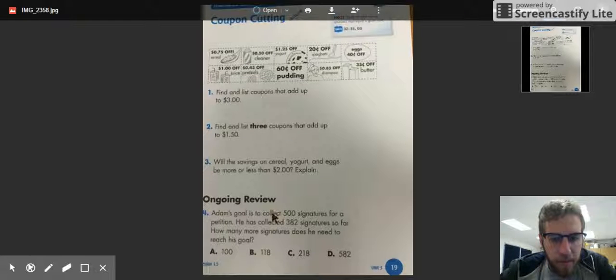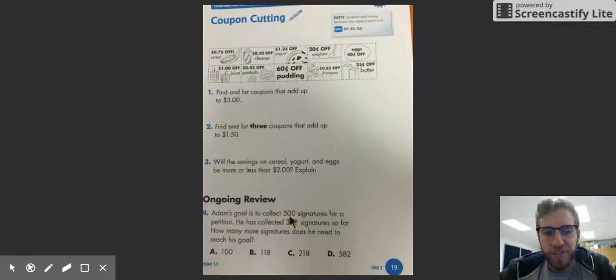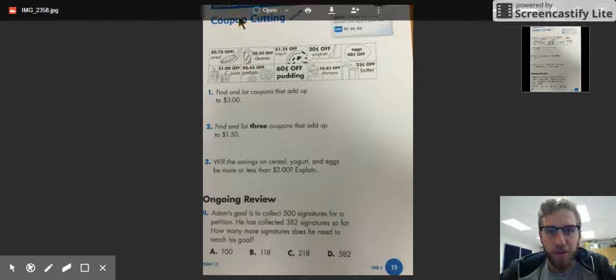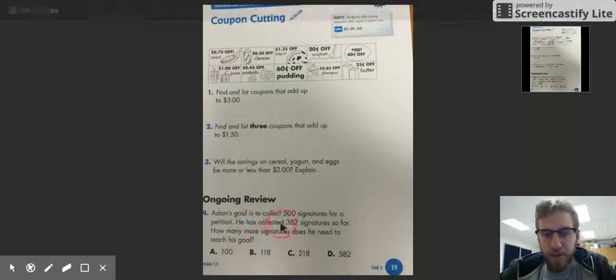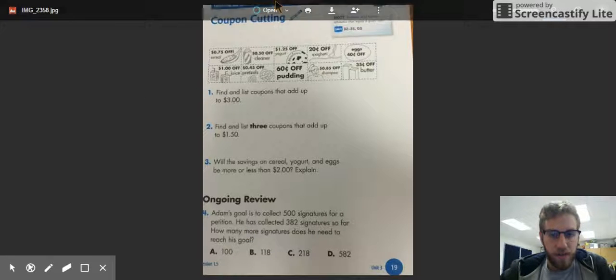So looking at number 4, we know Adam's goal is to collect 500 signatures for a petition. A petition is something that you want to happen, and the more people that sign it, the more convincing it is for people to want to listen to your idea. So anyways, he has collected 382 signatures so far, and again, his goal is to get up to 500. So we're trying to figure out how many more signatures he needs to reach his goal.